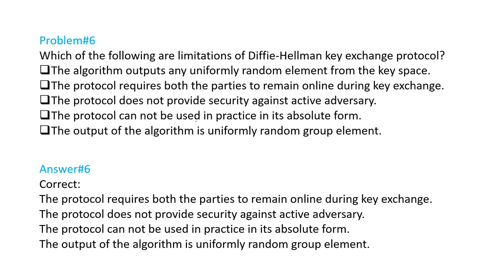cannot be used in. How is the last one the limitation? It's a uniformly random group. It is a limitation because it's a uniform random group element, not a uniform random bit string of some n-bit length. So you get a uniform random thing from a group G, but then you have to map that to some uniform random string over some bit length space, right, using some key derivation function or something.